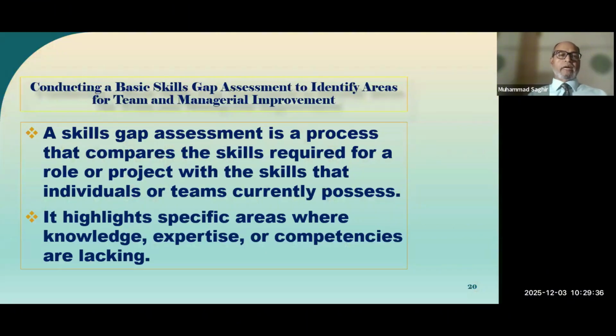Now we come to conducting a basic skills gap assessment to identify areas for team and managerial improvement.